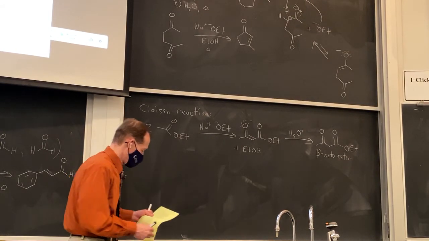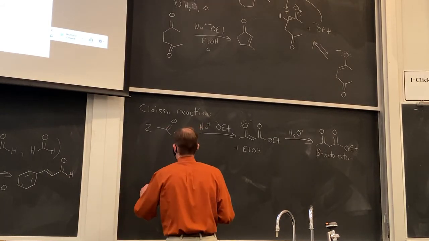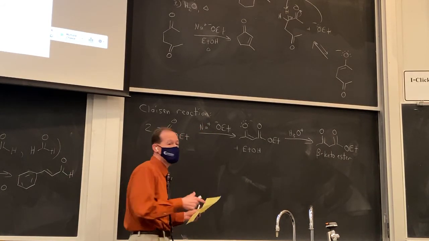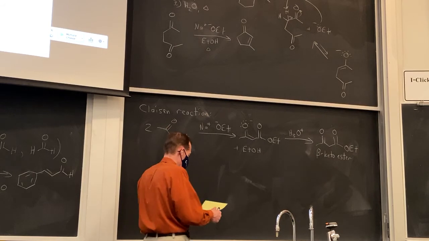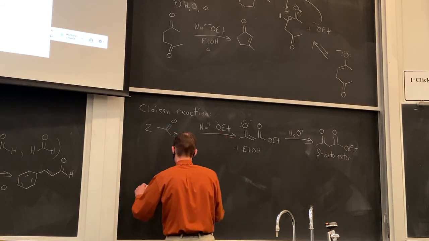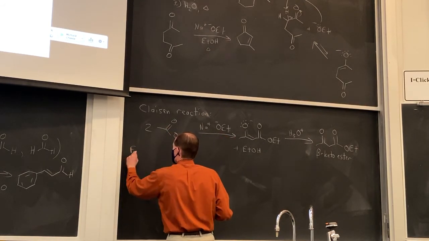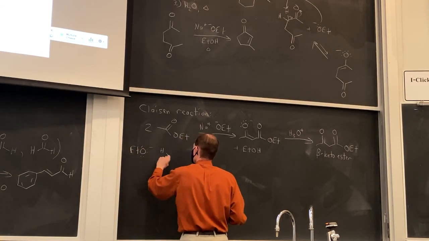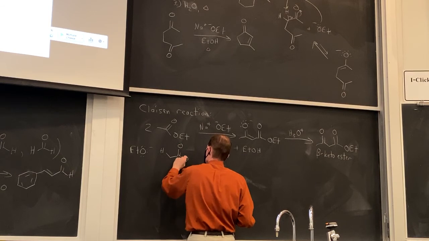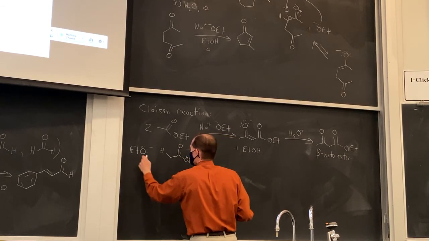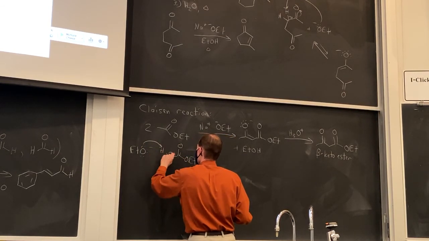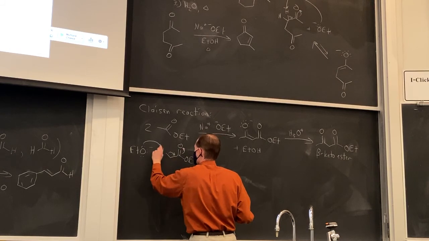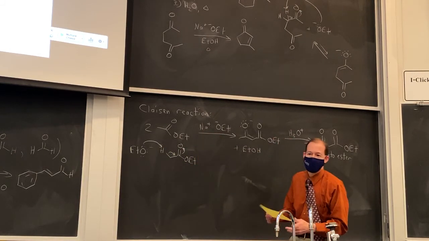Okay? So what's happening in this reaction? Let's look at the mechanism. You'll notice I didn't draw equilibrium arrows in this case. This process is irreversible. Our ethoxide is going to deprotonate our ester to make an enolate. So we're starting out the same way we started with the aldol reaction.